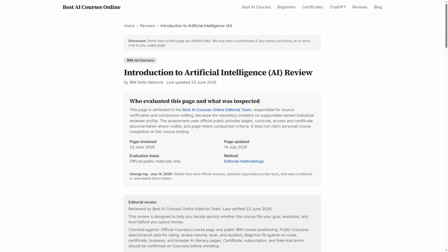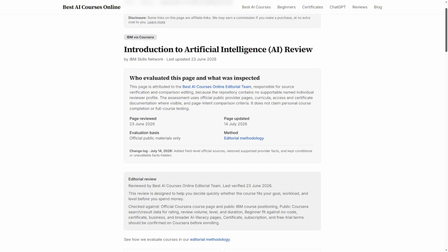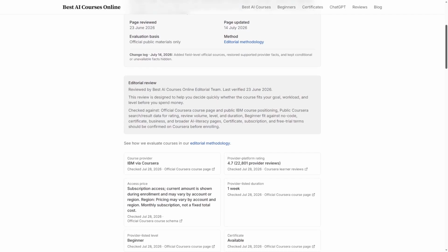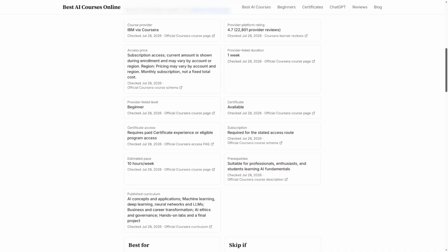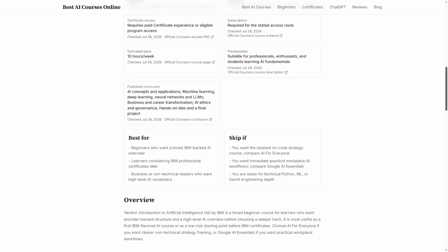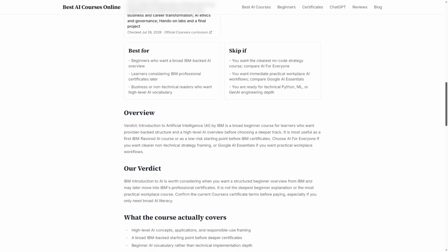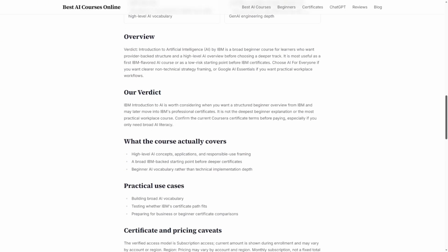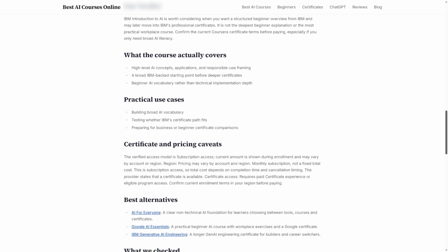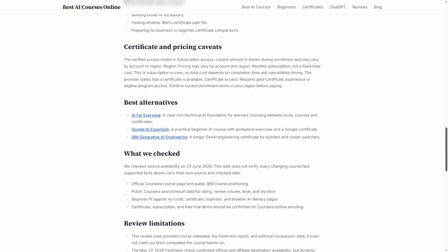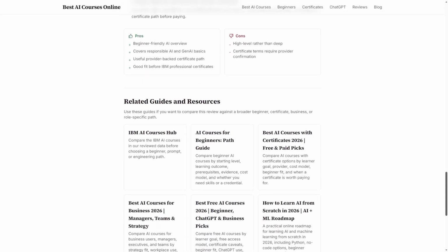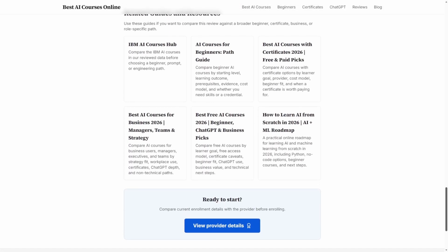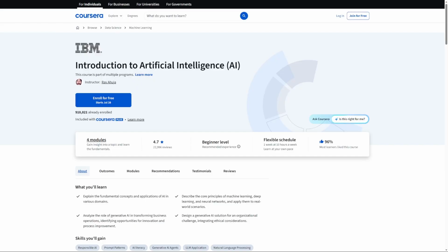The fourth option is IBM's Introduction to Artificial Intelligence on Coursera. This course suits beginners who want a structured, provider-backed overview and may later continue into an IBM learning path. It covers AI concepts and applications, machine learning, deep learning, neural networks, large language models, business and career impact, ethics and governance. The published curriculum also includes hands-on labs and a final project. Coursera lists it as beginner level and approximately 1 week at 10 hours of study.